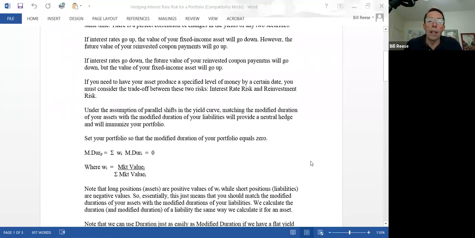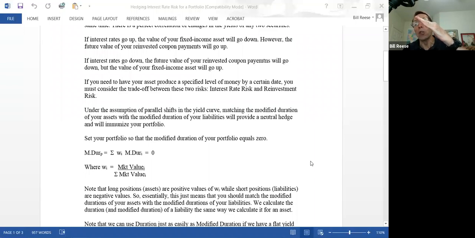The first thing is that we're going to make the assumption of what we call parallel shifts in the yield curve. Parallel shifts in the yield curve mean that if long-term interest rates go up by 1%, short-term interest rates go up by 1%, and medium-term interest rates go up by 1%. If we remember, the yield curve shows the rates of short-term bonds and the rates of long-term bonds. So if you've got an upward sloping yield curve, it looks like this. Parallel shifts means the whole yield curve is shifting up, or the whole yield curve is shifting down by the same amount. The slope is not changing.